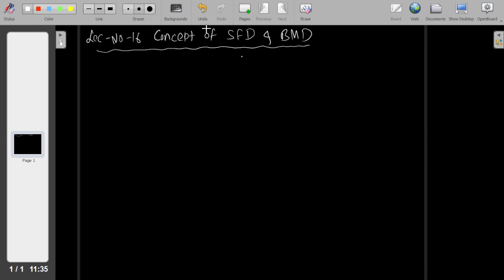what will we do? We will see the concept of the shear force diagram and bending moment diagram. This is the SFD, first let me write down the full form of SFD. This is a very awaited topic for me, because I am very interested in it, and you should take it in a similar way. This is SFD, shear force diagram.